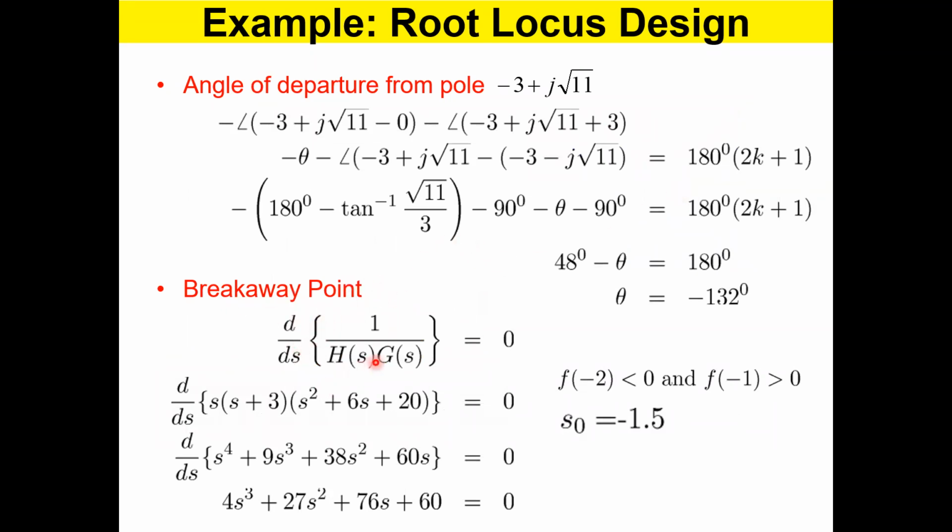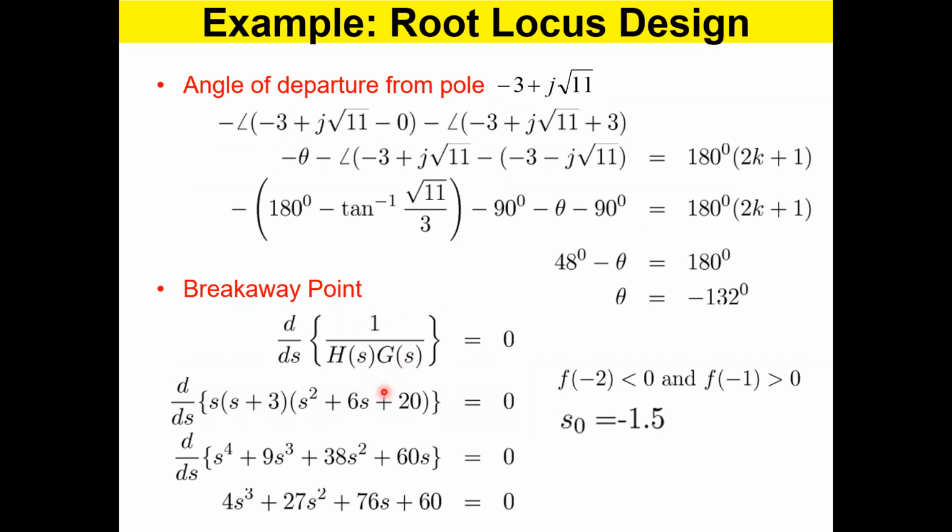You get 1 over HSGS, right? 1 over HSGS, and differentiate with respect to S and set it to 0. This is to calculate the breakaway point. Now here HS is 1. GS is 1 over this whole thing. So when you have 1 over GS, the numerator and denominator swap each other. Numerator goes to denominator, denominator goes to numerator.